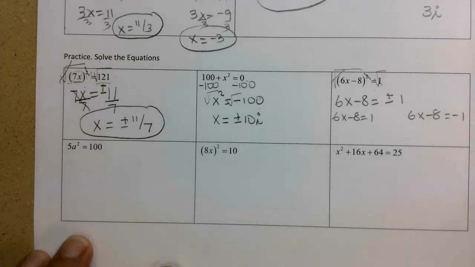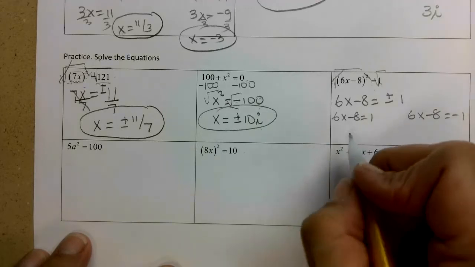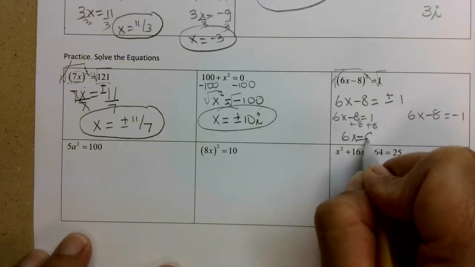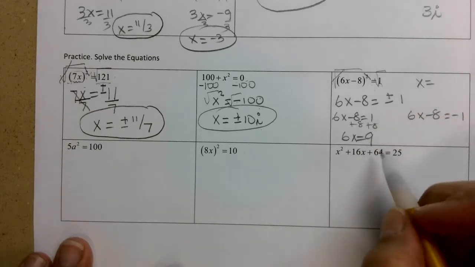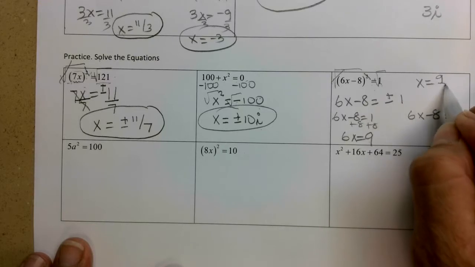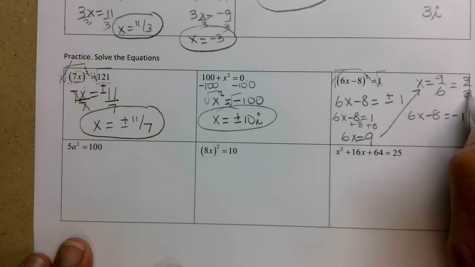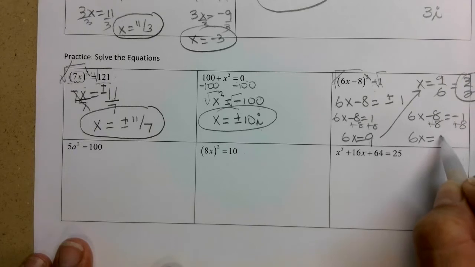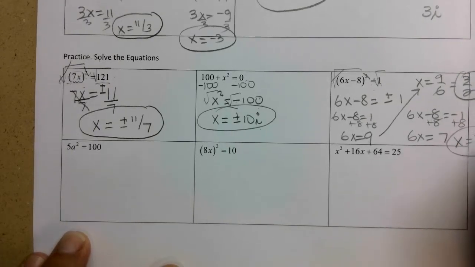And then keep going. We can't stop until we get x equals. So add 8. 6x equals 9. So x equals 9/6. Kind of sneaking up here. So that would be 3/2. There's one solution. And then working the other one. So 6x equals 7. So x equals 7/6. There's the other solution.